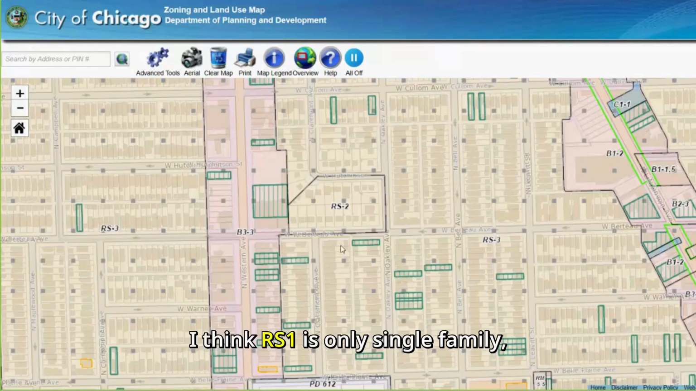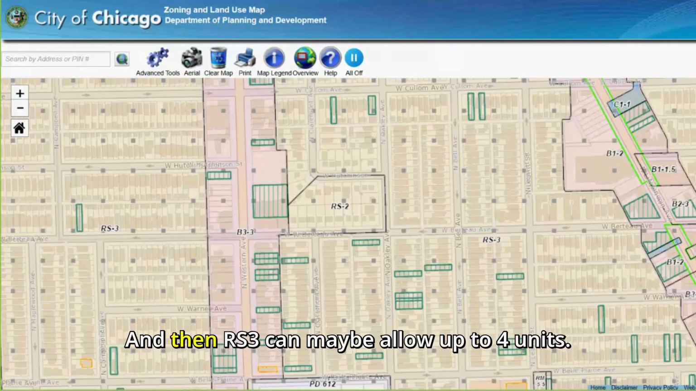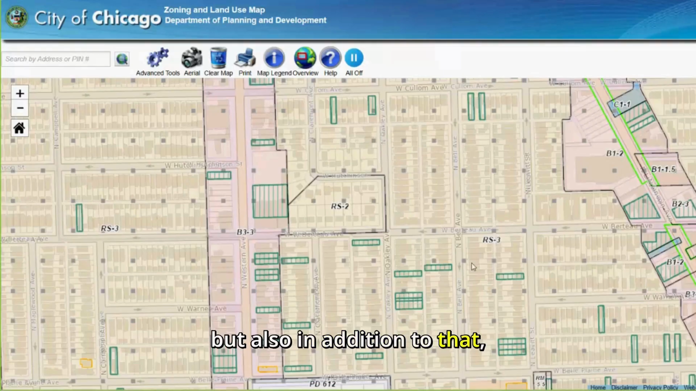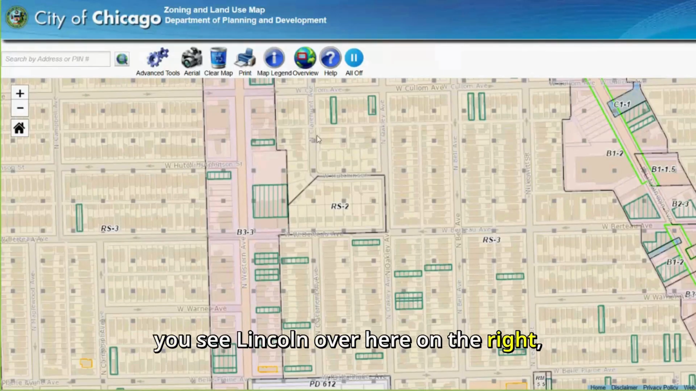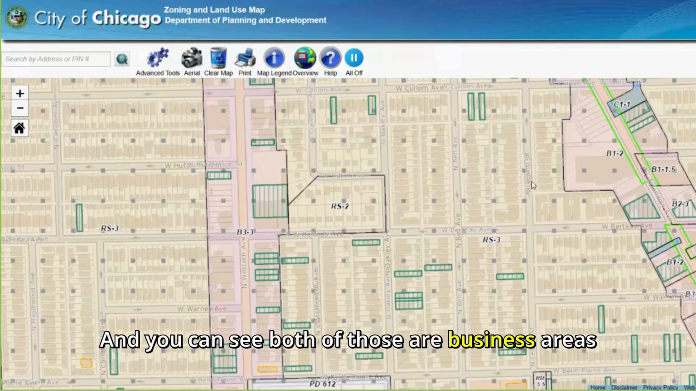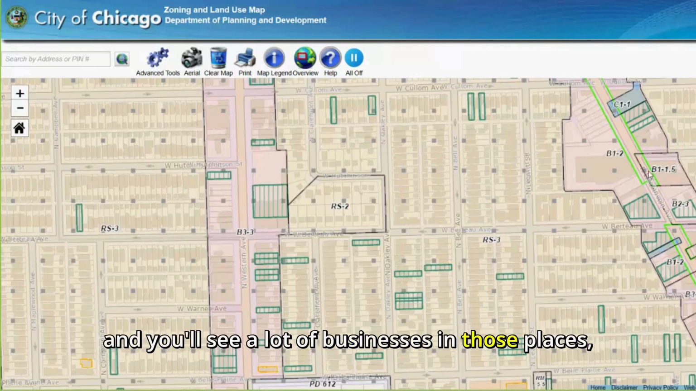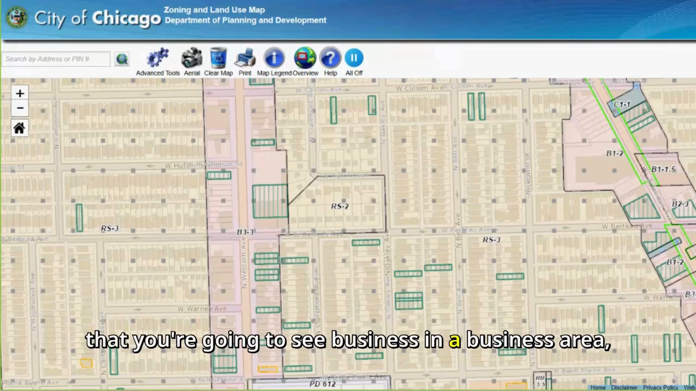I think RS1 is only single family, but RS2 is single family and two-flats or something like that. And then RS3 can maybe allow up to 4 units. But in addition to that, when you get to the major streets, you see Lincoln over here on the right, and I see Western over here, a little bit off to the left. You can see both of those are business areas, and you'll see a lot of businesses in those places. Not surprising. People know to expect that you're going to see businesses in a business area.